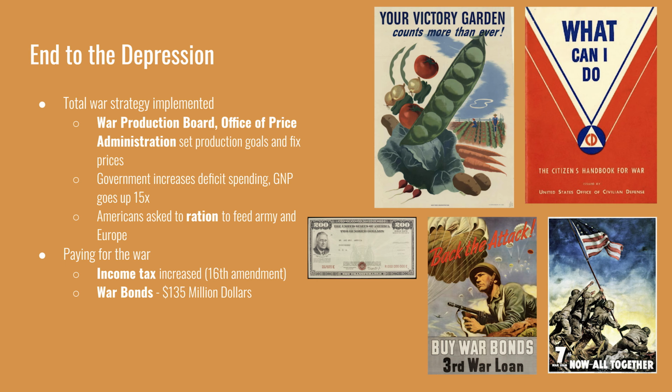The government used deficit spending to pay for all of the materials and weapons that were going towards the war. The budget deficit goes up even more compared to what it was during the New Deal that was trying to battle the Depression. The GNP, or Gross National Product, as a result, goes up 15 times. By the end of the war, the United States becomes the most prosperous nation in the world.